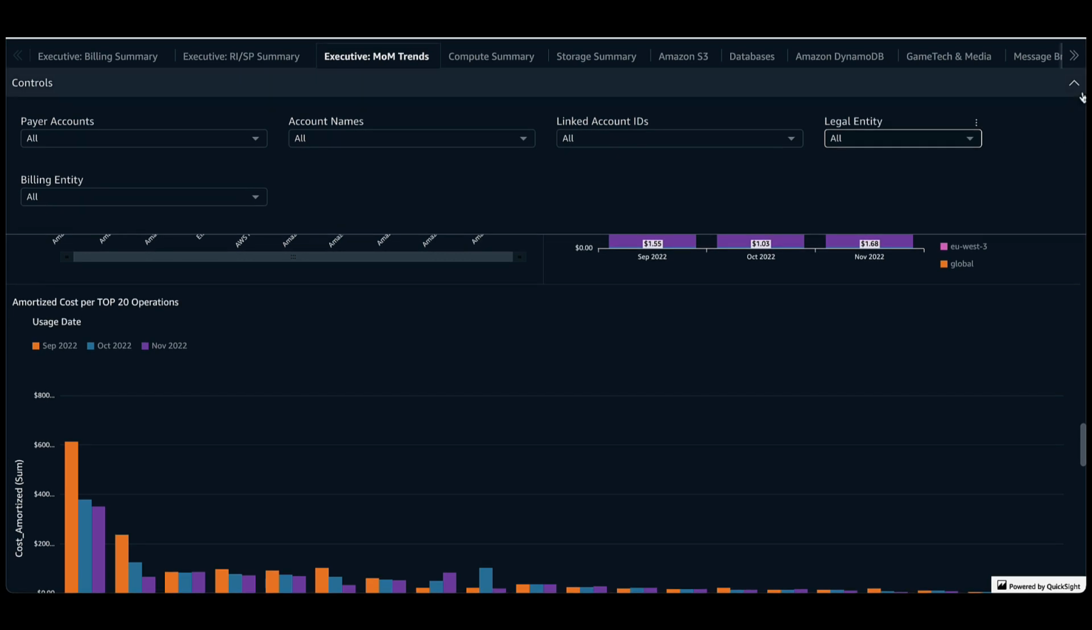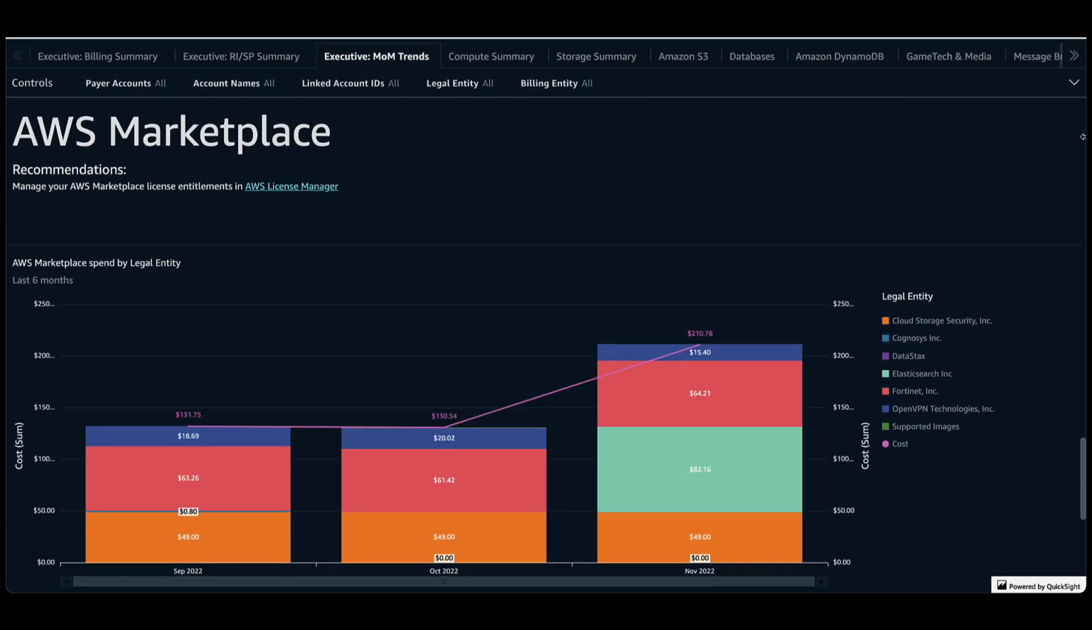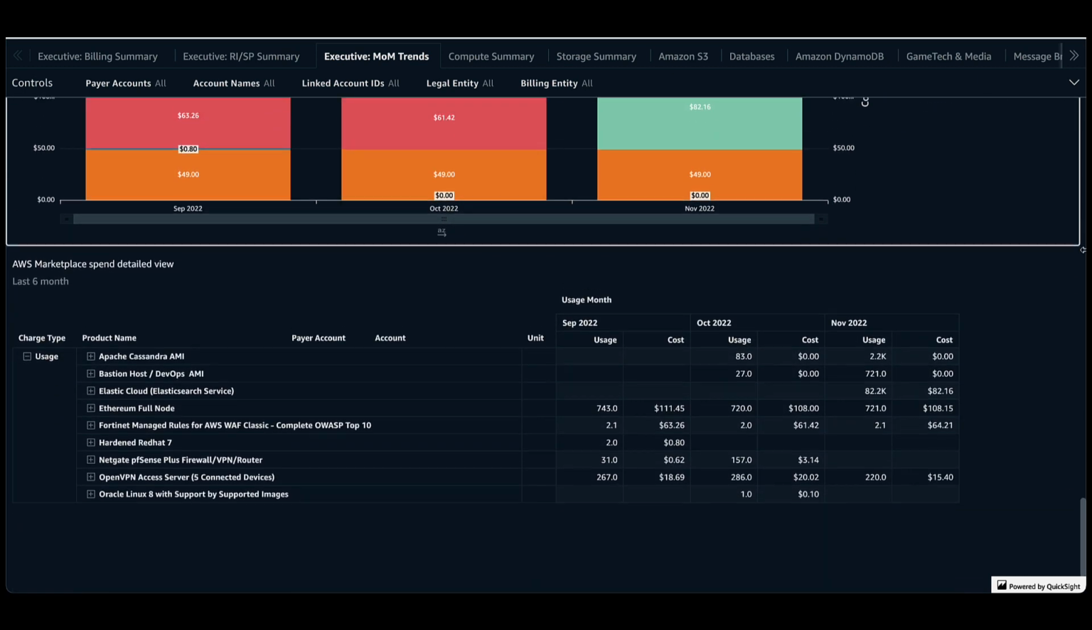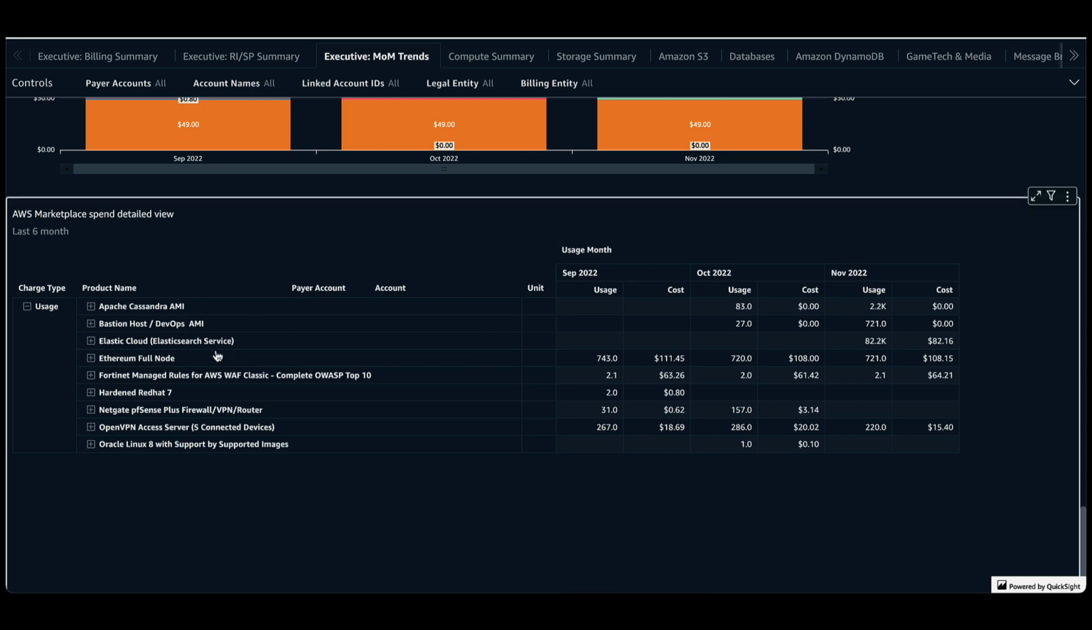Now, the last thing which I'd like to cover in month-over-month trends is details for AWS Marketplace spend. If you purchasing products on AWS Marketplace, you will see here your monthly spend per legal entity, so you can see how much in total you pay for each of the legal entities or sellers on AWS Marketplace, and also you can see detailed view per Marketplace product name, then in which payer accounts you purchase those products, in which linked accounts you purchase those products, pricing unit, and what was your usage and spend every month.